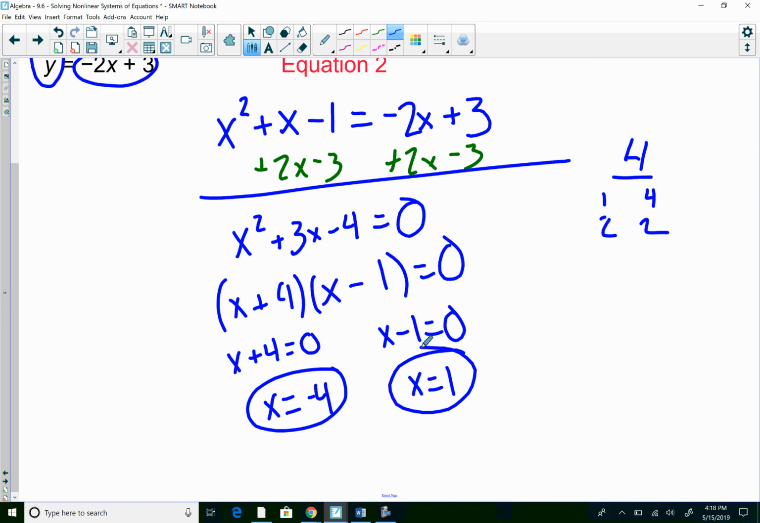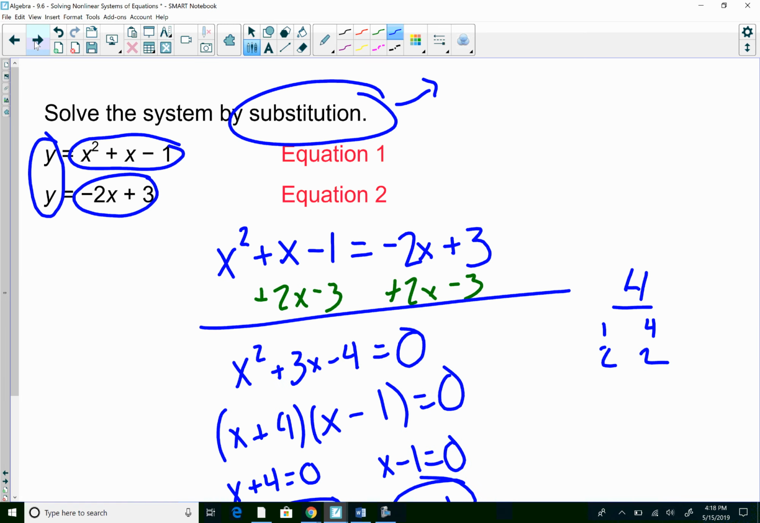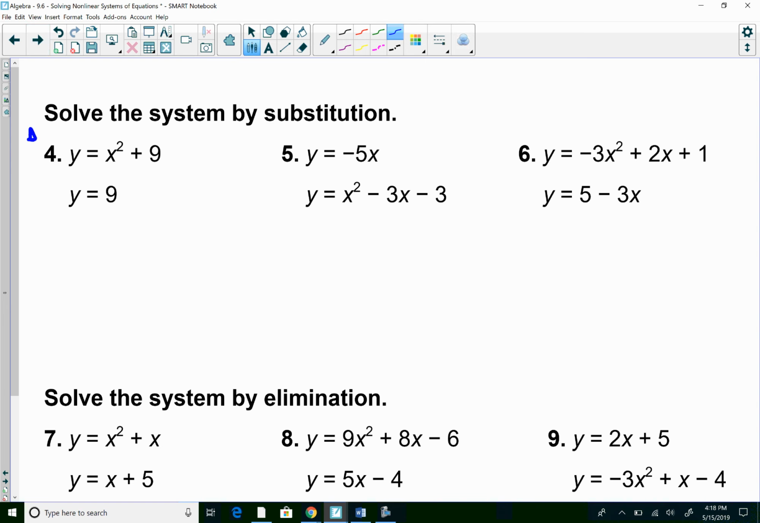Those are my solutions. Now your job, you guys, is to do 1 through 3, and maybe you've already done that because you paused the video and did it. But I also want you to do 4, 5, and 6 using substitution. I'm not going to do the elimination right now. We'll do elimination in the next video. Notice how y is isolated in all 3 of these, so it's just a matter of solving.